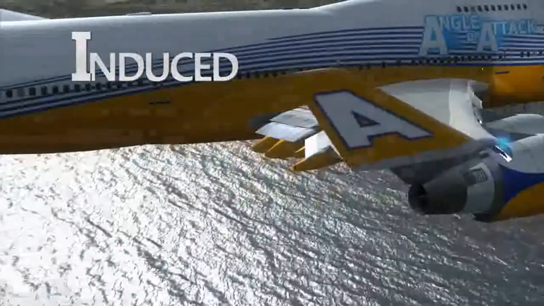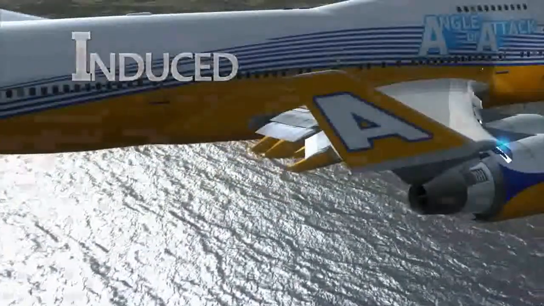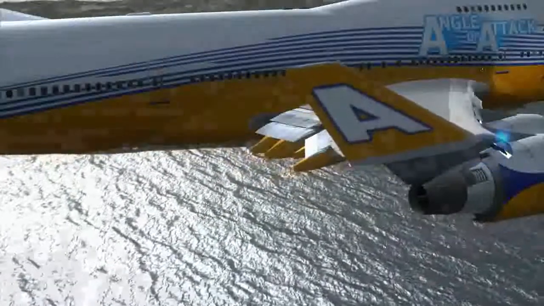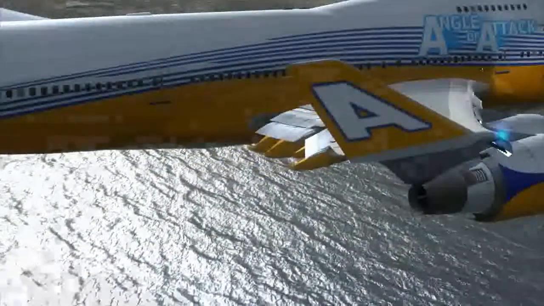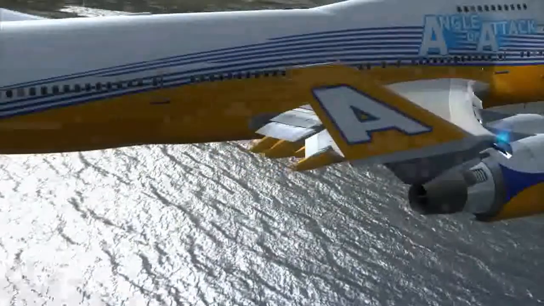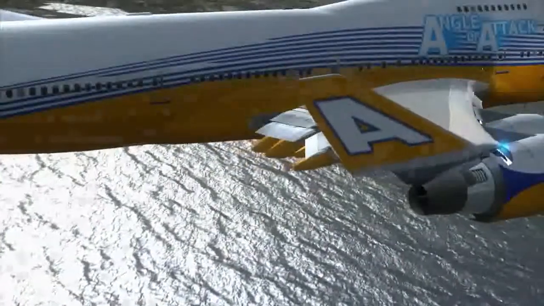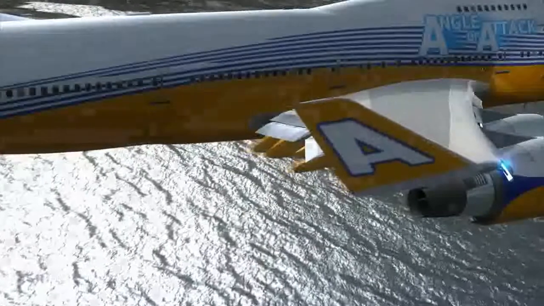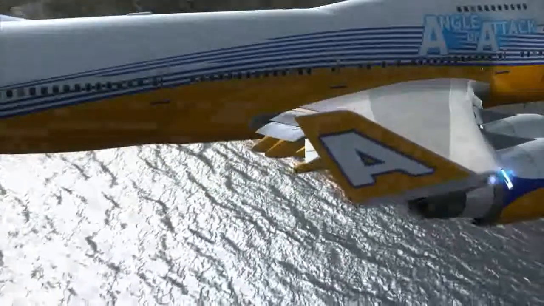Induced drag is created as a result of lift that is created by the wing. You may or may not be familiar with winglets present on some airliners. These winglets are in place partially to reduce this very kind of drag because spoiled air is formed at the tips, and these winglets reduce that spoiled air.